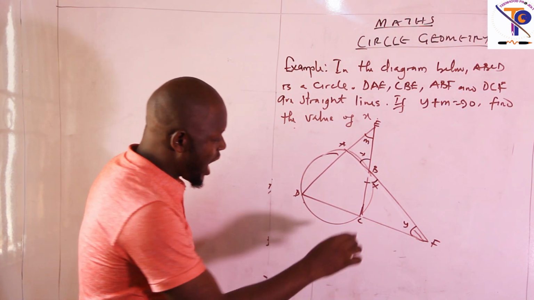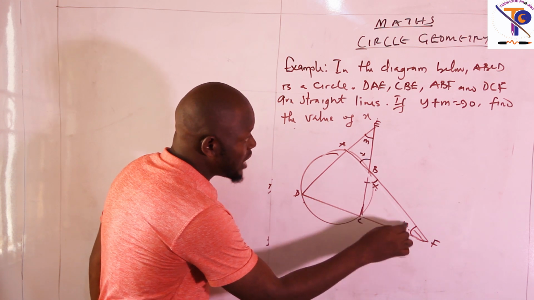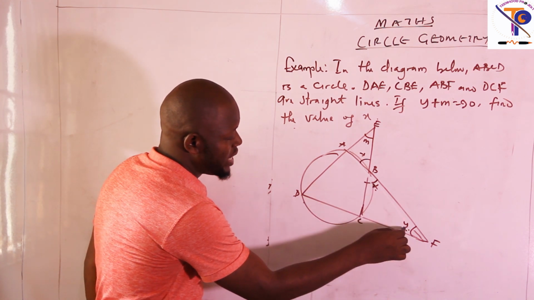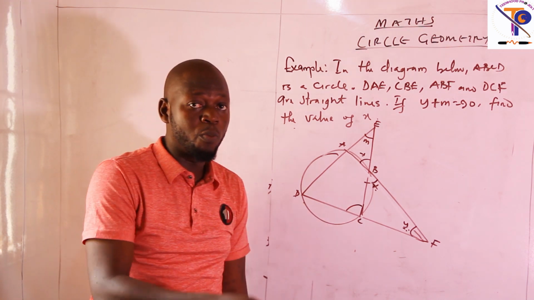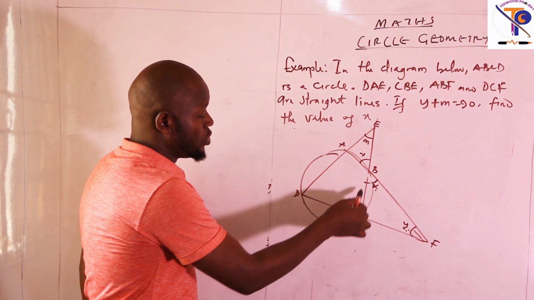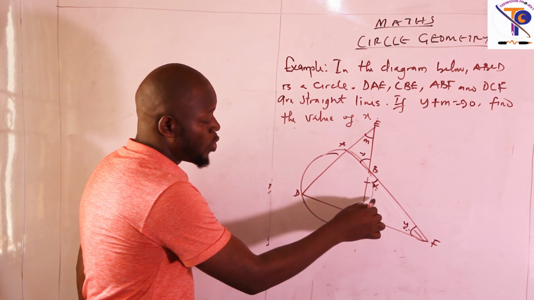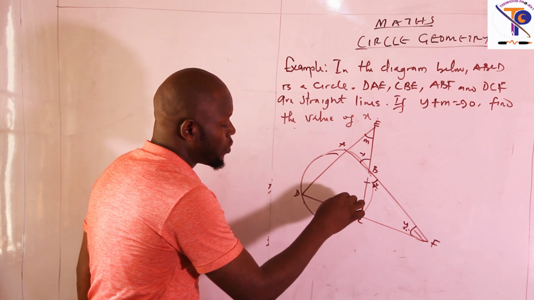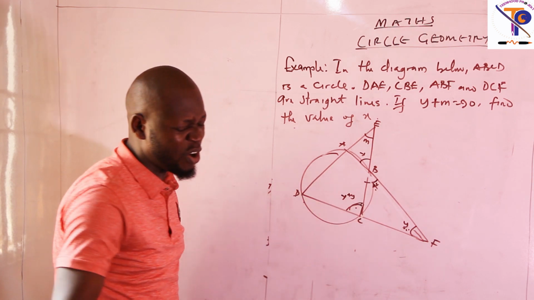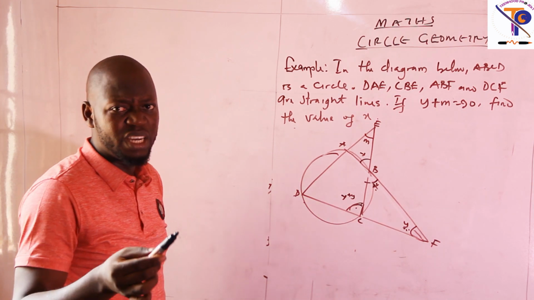And this one, x plus y here will be equal to this angle. They call it exterior angle is equal to sum of opposite interior angles. So the exterior angle here is equal to the sum of the opposite interior angles. So this one will be equal to the addition of this and this. So I can call this one x plus y. That is your second theorem in triangle.